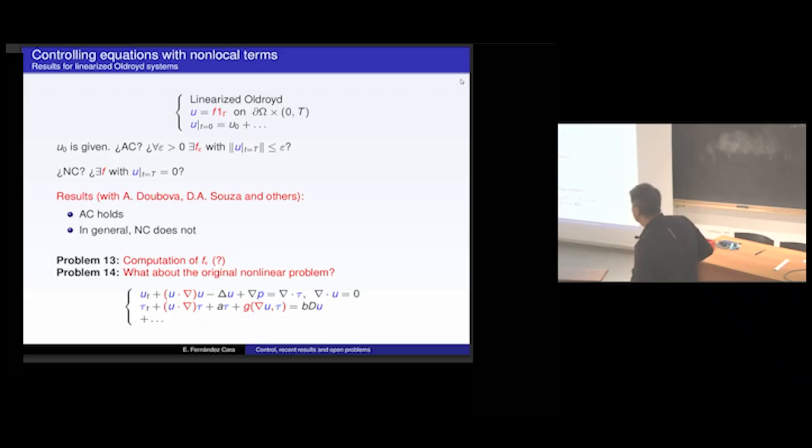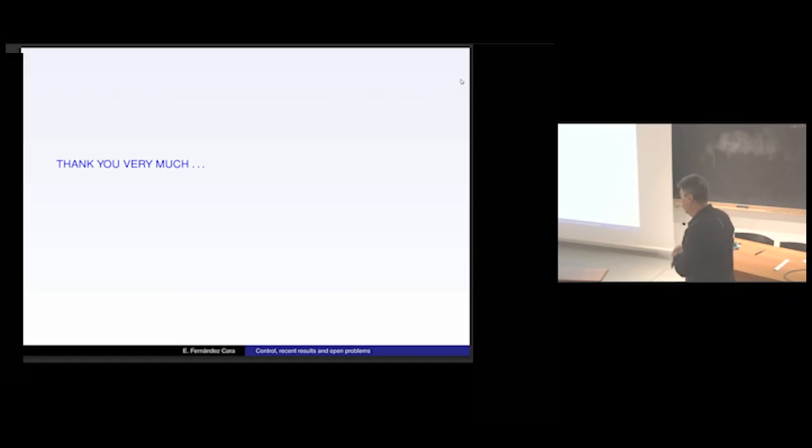And finally, I have shown the linearized Oldroyd, but the linearized Oldroyd stems from an original nonlinear problem. For this problem, the situation is completely open. Nobody knows what is inside. Okay? Thank you.